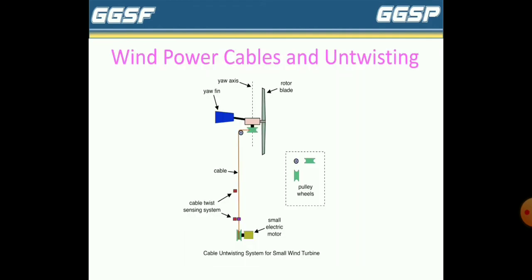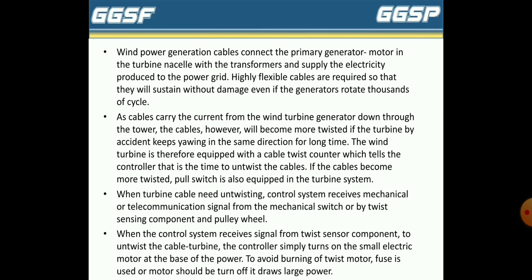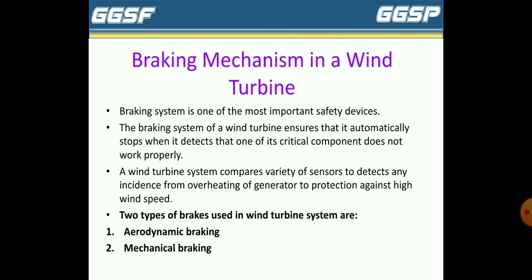Wind power cables and untwisting. Wind power generation cables connect the primary generator motor in the turbine nacelle with the transformer and supply that electricity produced to the power grid. Highly flexible cables are required so that they will sustain without damage even if the generators rotate thousands of cycles. When the turbine cable needs untwisting, control system receives mechanical or telecommunication signal from the mechanical switch or by twist sensing component and pulley wheel.